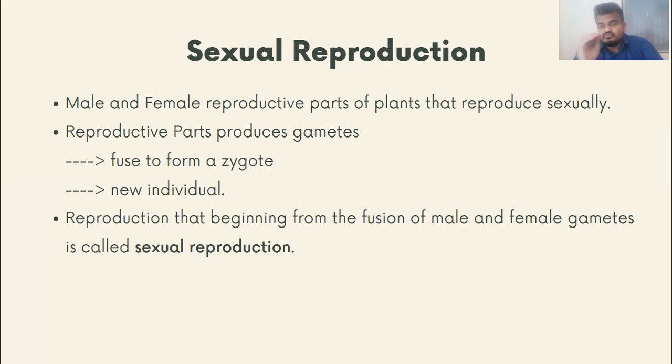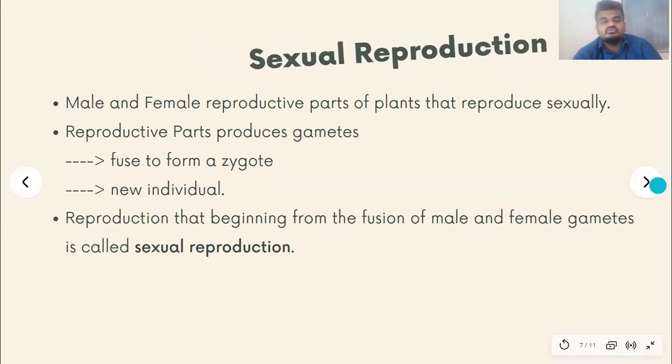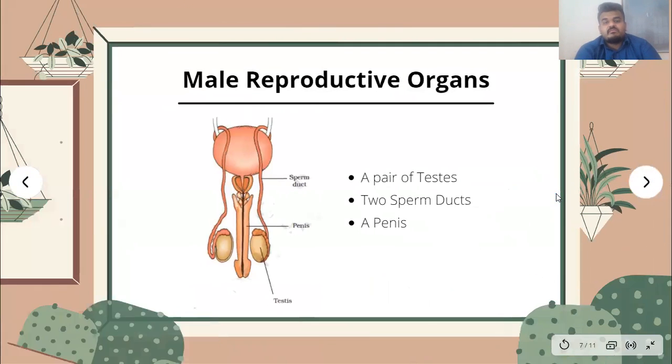I hope you guys are getting this point completely. In this second point, we have discussed the process of sexual reproduction, and this is the definition in the last point: reproduction that begins from the fusion of male and female gametes is simply called sexual reproduction. Let's move to the next topic.